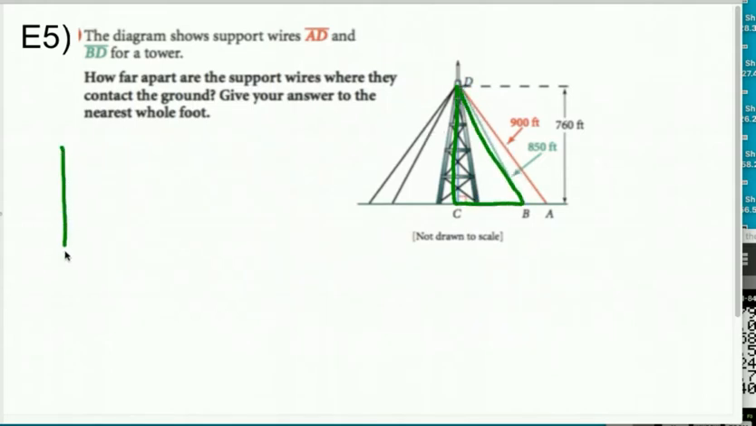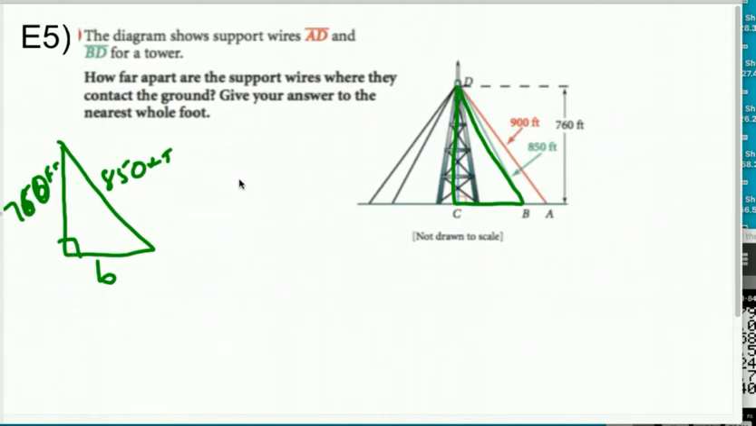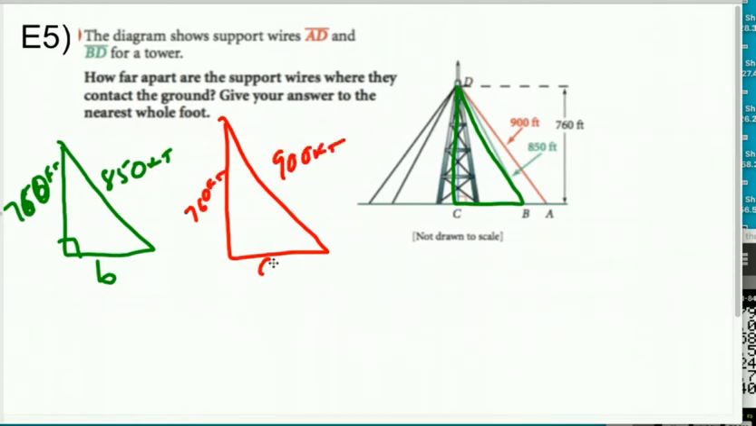So the green right triangle, let's call this distance B, right? It has a height of 760 feet, and the wire itself is 850 feet. So I can use the Pythagorean theorem to find B, but there's also a right triangle, A, that has that 760 feet and a 900-foot wire, and then this side A.